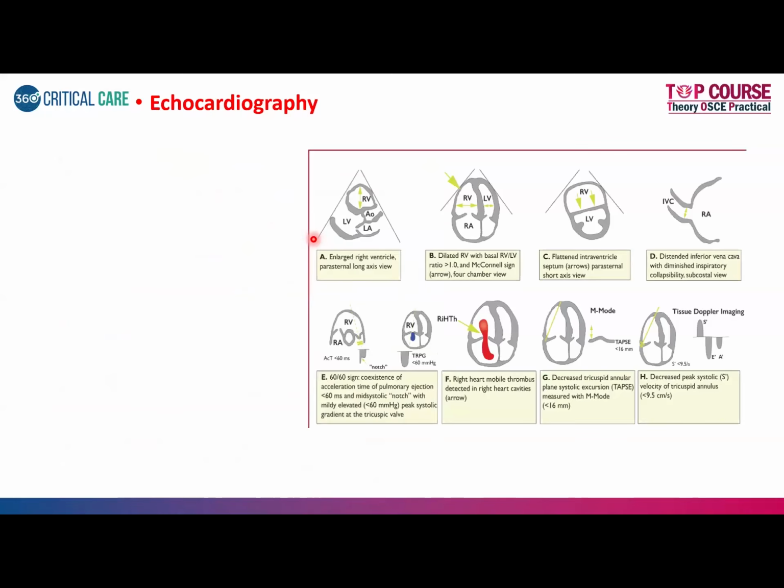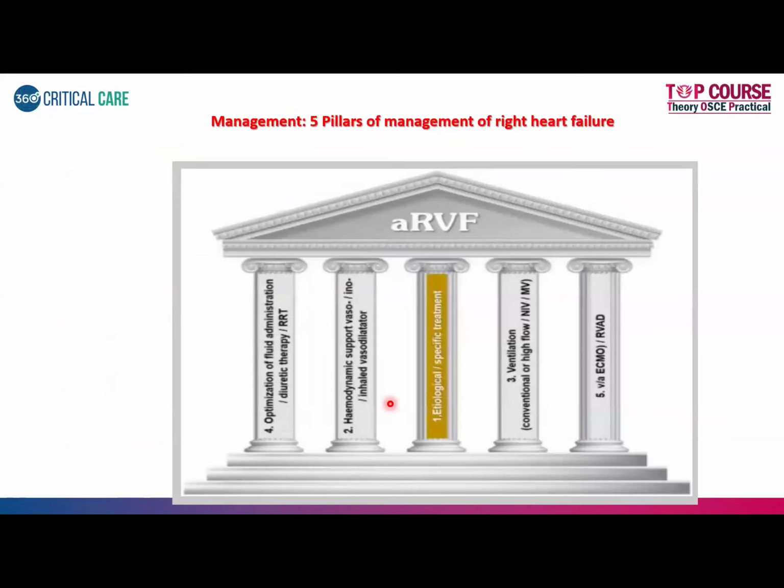Also, look out for the causes of the right heart failure, whether there is any pulmonary embolism, whether there is any right heart mobile thrombus, whether the 60-60 sign is present as in the case of embolism. So all those things should not be missed out.